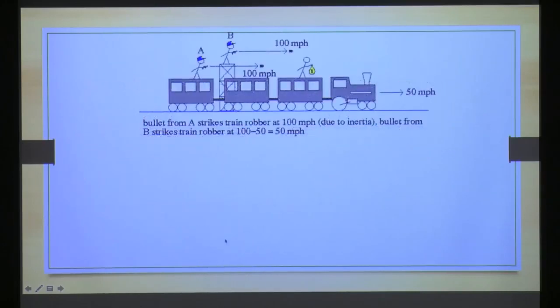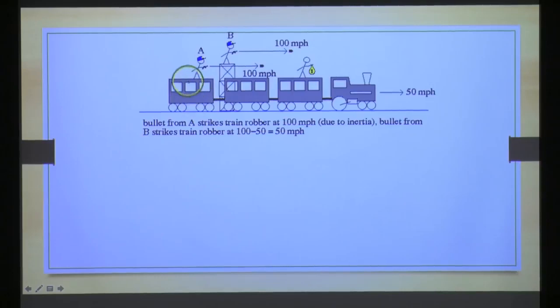What Einstein said was different. He said, let's say that this is the train going at, sorry, 50 miles per hour. And here I have two cops, okay? One sitting on the train and one sitting near the train. And they're at the same level. Here they don't look at the same level, but they are at the same level, okay? And they're both shooting a bullet at 100 miles per hour, okay?